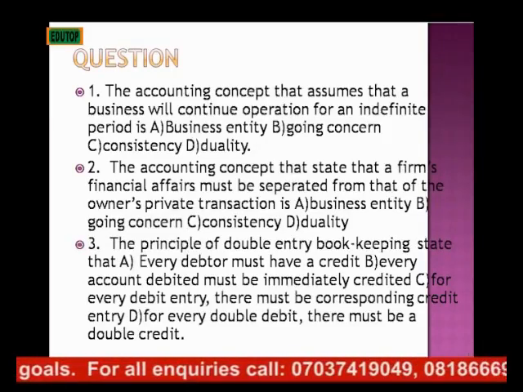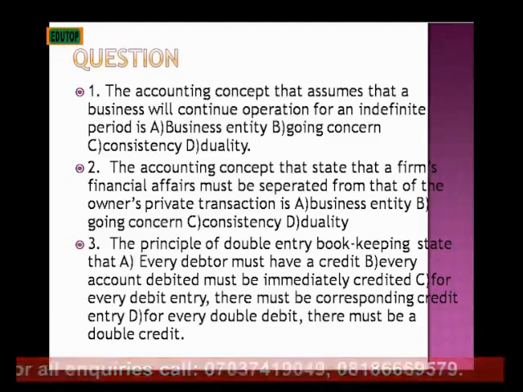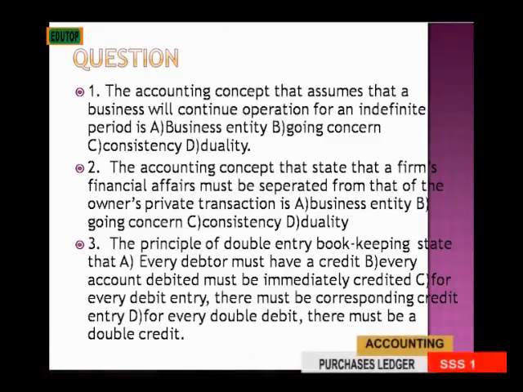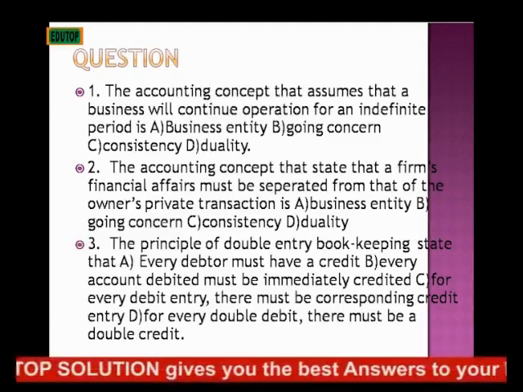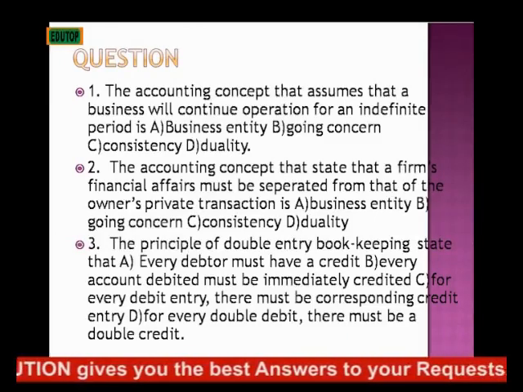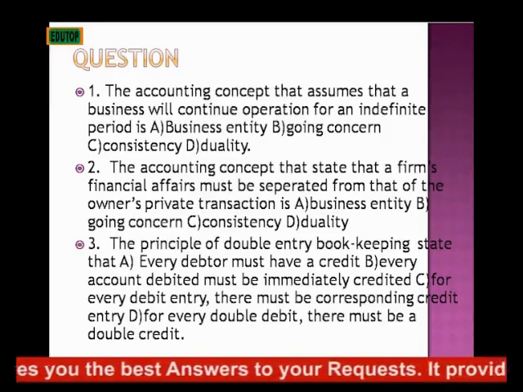Then the second question, the accounting concept that states that the firm's financial affairs must be separated from that of the owner's private transactions is A, business entity, B, going concern, C, consistency, D, duality.